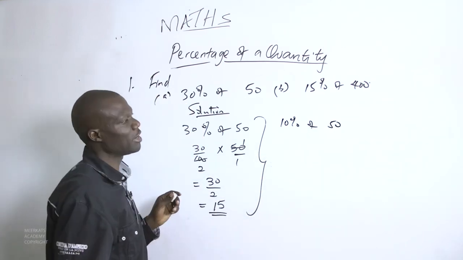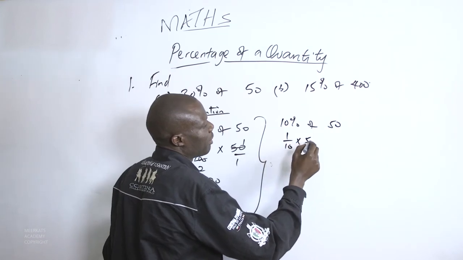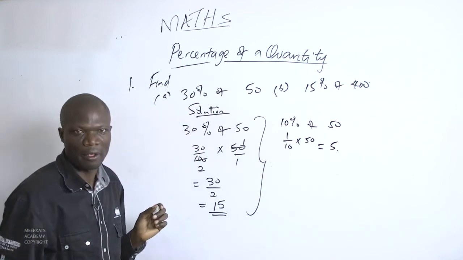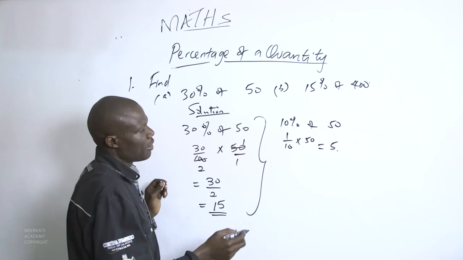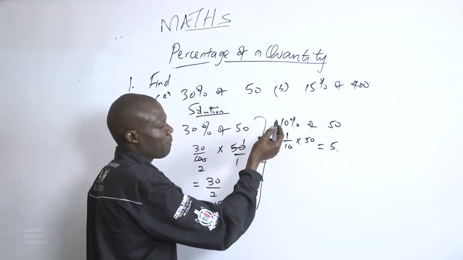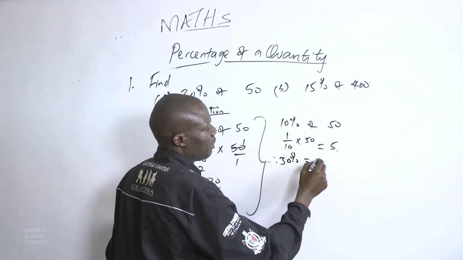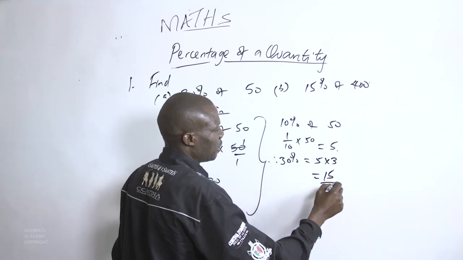And realize that 10% of 50 is the same as 1 over 10 multiplied by 50, which will give us 5. Then we say if 10% of 50 is 5, then 30% will be 5 multiplied by 3, which is 15.